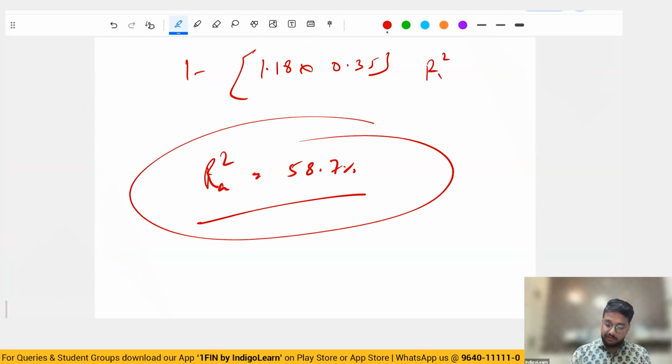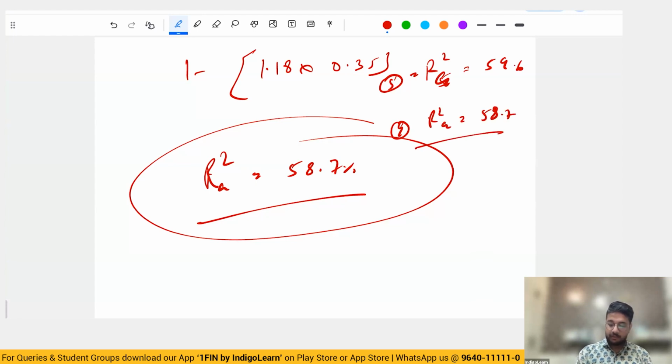When we had five independent variables, what was the adjusted R square in that case? 60 or something, right? I don't exactly remember. One second, I'll just tell you. It was somewhere around 59.6. But when I have nine variables, my adjusted R square is 58.7.